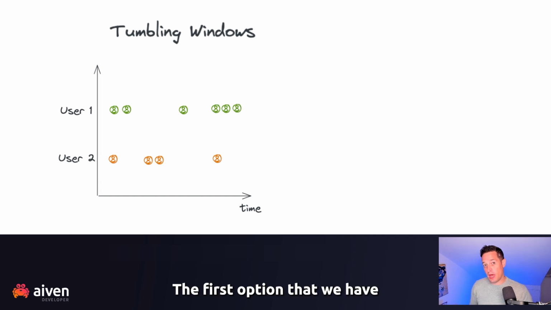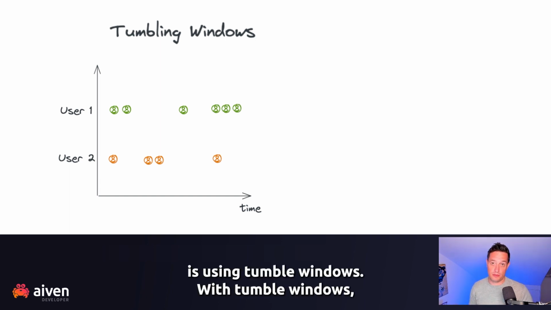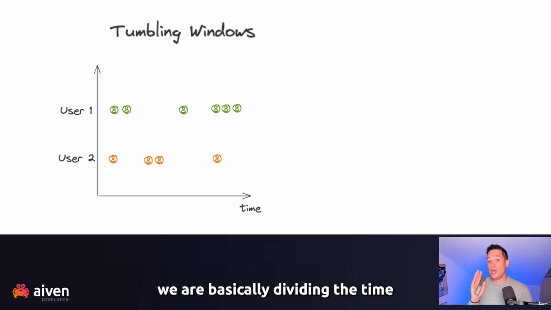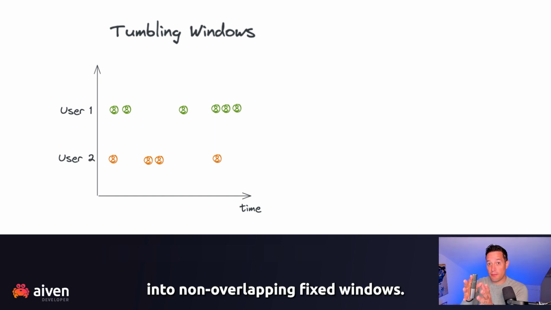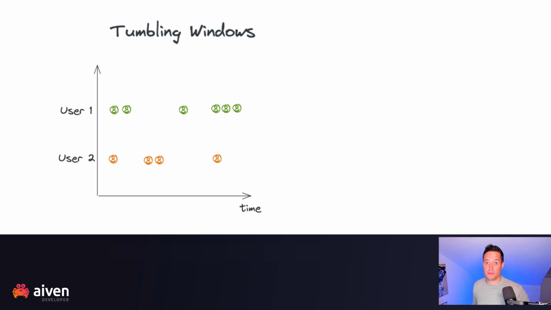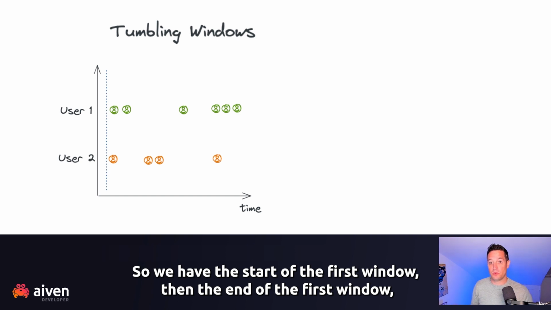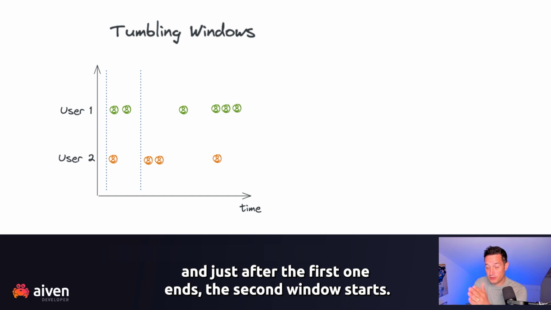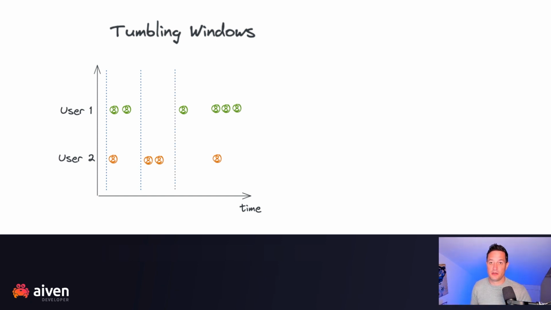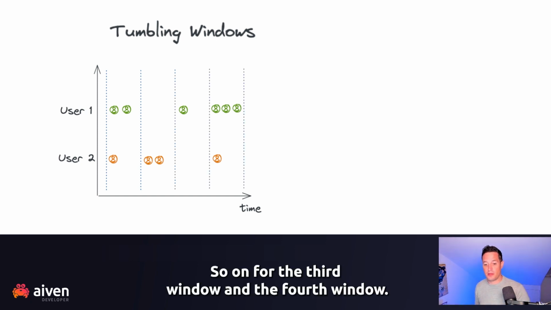The first option that we have is using tumble windows. With tumble windows, we are basically dividing the time into non-overlapping fixed windows. So we have the start of the first window, then the end of the first window, and just after the first one ends, the second window starts. So on and so forth, the third window and the fourth window.